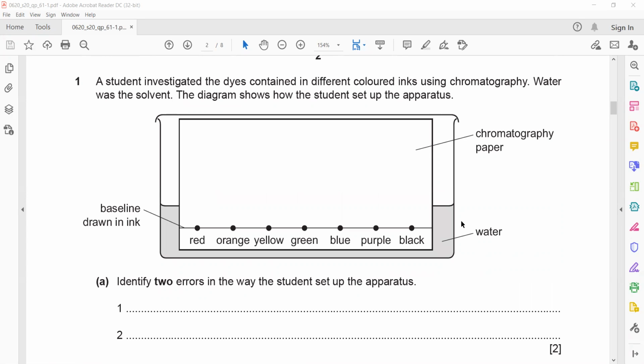A student investigated the dyes contained in different colored inks using chromatography. Water was the solvent. The diagram shows how the student set up the apparatus. As you can see, the chromatogram identified two errors in the way the student set up the apparatus. What are the two errors? By looking at this apparatus, you can work out.